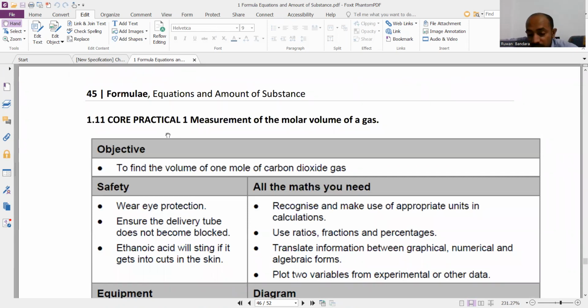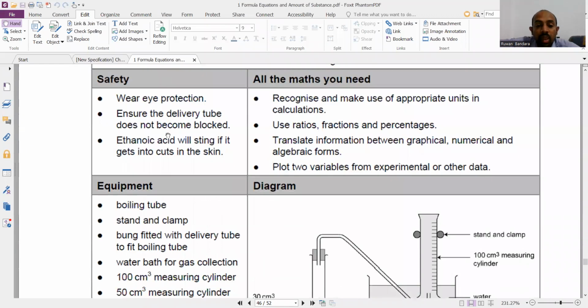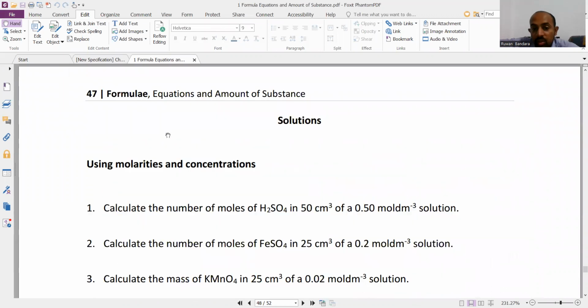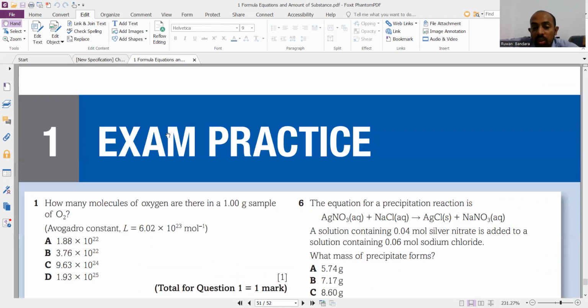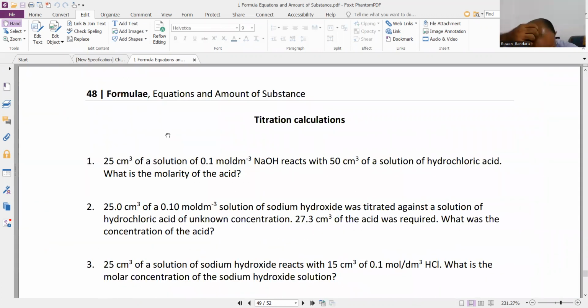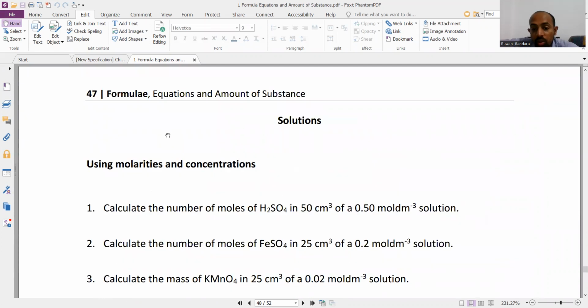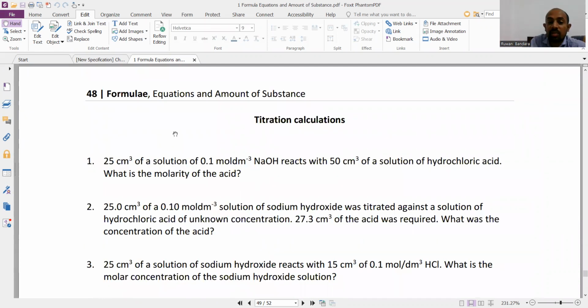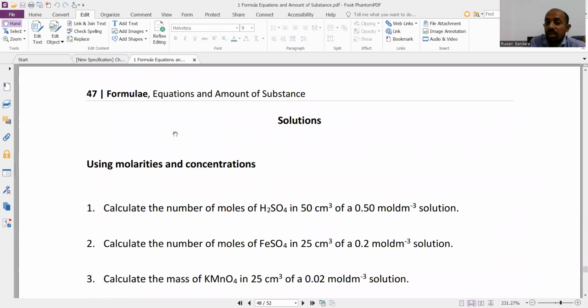So the lesson is over. Unit 1, topic 1 is over. I will be giving the printed one to you. In the meantime, I'll explain this now. You have to do calculations, practice calculations. That is unit 2, right? Titration. Titration calculation, remember? It can be unit 1 as well.